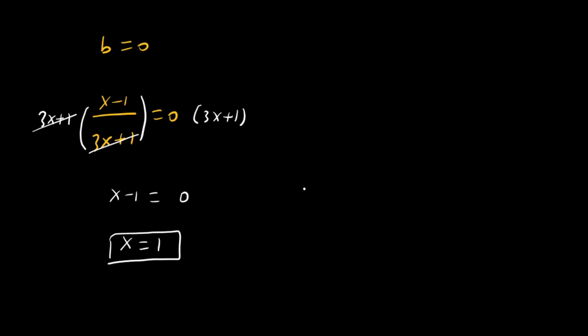We have two possible values of x, that is x is equal to 0 and x is equal to 1. Students, this is our final answer.